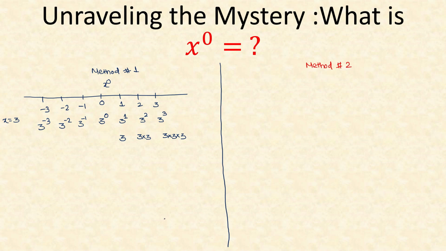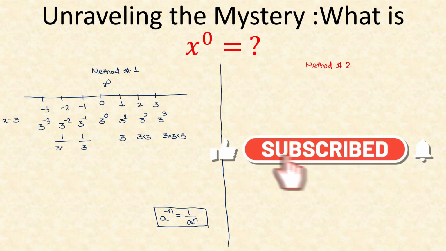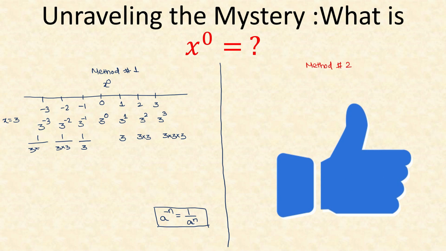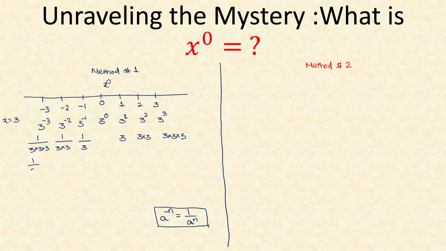And there is a formula, that is a to the power minus n is equal to 1 by a to the power n. So with the help of this formula, I can write 3 to the power minus 1 is equal to 1 by 3 to the power 1. Likewise, 3 to the power minus 2 is equal to 1 by 3 to the power 2, that is 3 into 3. Similarly, 3 to the power minus 3 means 1 by 3 to the power 3, that is 1 by 3 into 3 into 3. So now I can write this is 1 by 27, this is 1 by 9, this is 1 by 3.